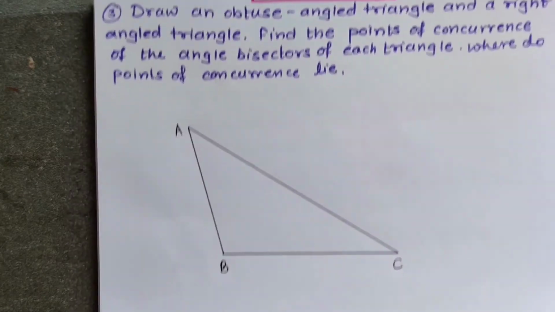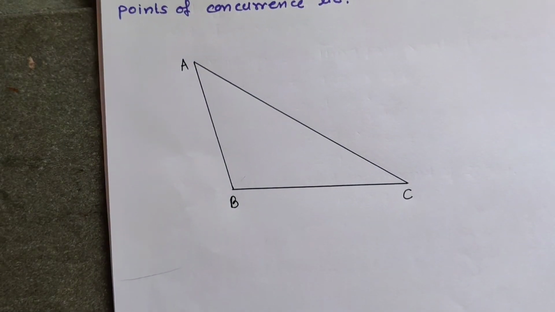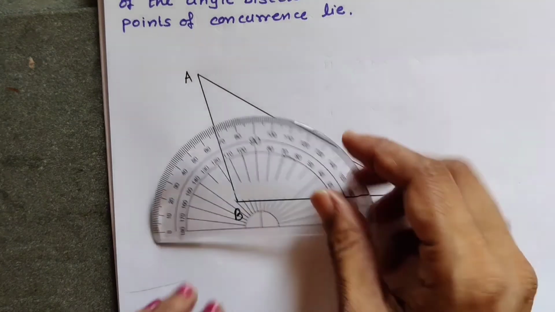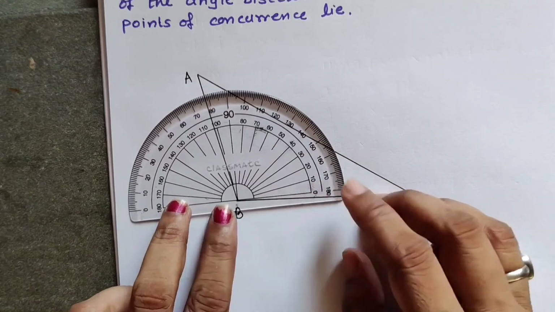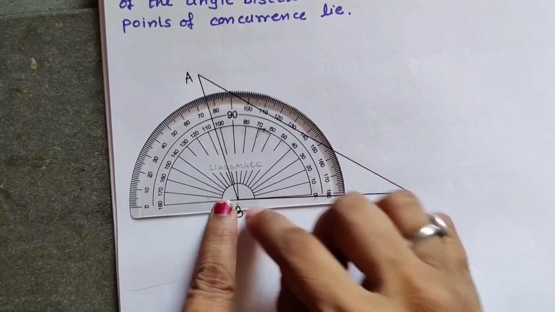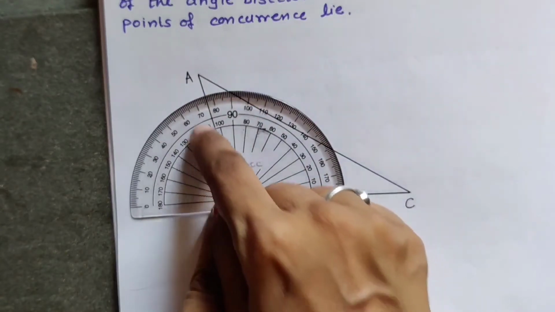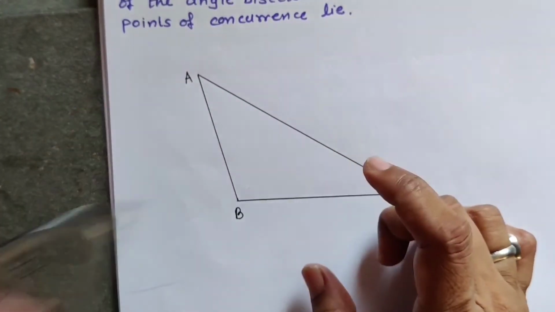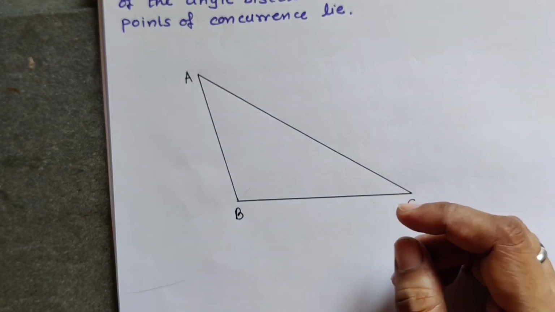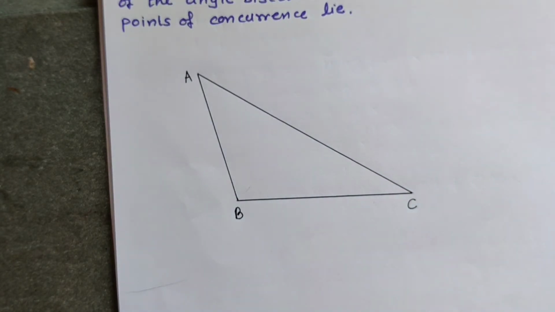So as you all can see, I have already drawn one obtuse angle triangle, triangle ABC. Why is it an obtuse angle triangle? Because one of its angles is greater than 90 degree. As you all can see, this angle is greater than 90 degree. This is 105 degree. Angle B is 105 degree, and that's why it is an obtuse angle triangle. Now we have to draw angle bisectors of each angle of this triangle. So one by one we are going to draw the angle bisectors.